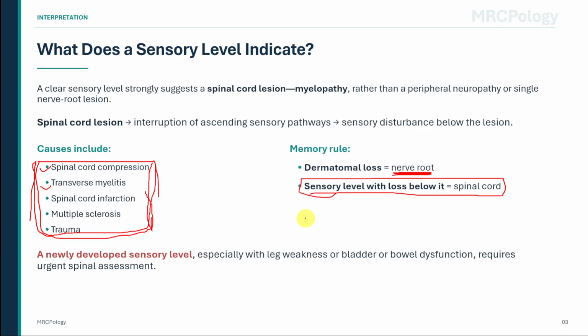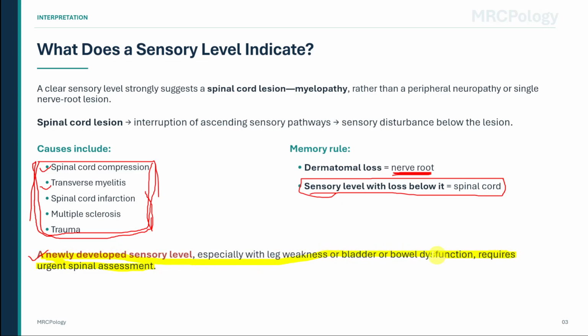In PACES, a professional way to present the finding is: there is a sensory level to pinprick at approximately T10 with impaired sensation below this level. This is suggestive of a thoracic spinal cord lesion causing myelopathy. A newly developed sensory level is an important warning sign. When it is associated with leg weakness, gait deterioration, urinary retention, incontinence, or bowel dysfunction, urgent spinal assessment and imaging are required to exclude spinal cord compression.